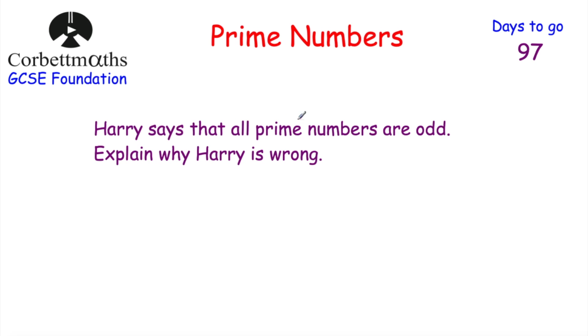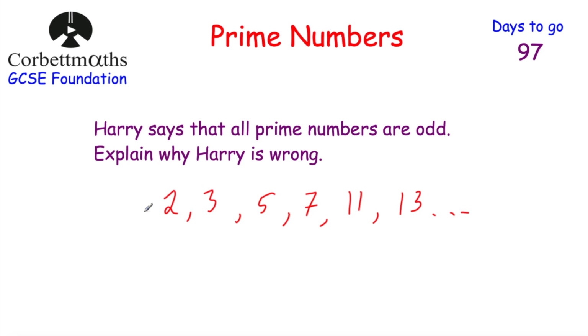Let's have a look at a question now involving prime numbers. Feel free to pause the video and try this question out yourself, and whenever you're ready, press play. So the question says, Harry says all prime numbers are odd. Explain why Harry is wrong. Well, Harry's saying that all prime numbers are odd. Let's write down the prime numbers. So the prime numbers are 2, 3, 5, 7, 11, 13, and so on.